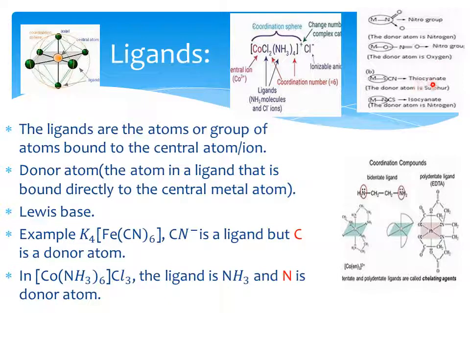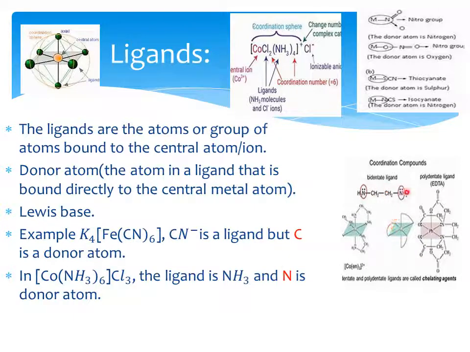Likewise, another example, thiocyanate. Here in SCN, sulfur is acting as the donor, but in isothiocyanate, NCS, N is donating the electrons, so nitrogen is the donor. Another example is [Co(NH3)6]Cl3. Here the central metal ion is Co3+ and the ligand is ammine, NH3. This NH3 is the ligand, but in that ligand nitrogen is the donor atom, because nitrogen has a lone pair of electrons that will be donated to the central metal atom, and it forms a coordinate covalent bond.